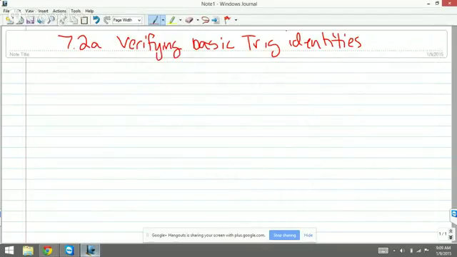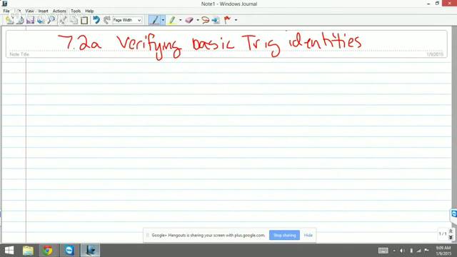Okay, so we're going to verify basic trig identities. Tomorrow or Tuesday, we're going to do the more complex ones. So I'm trying to really walk you into this with baby steps, right? So just 2 examples today, and we're going to get some work time. You'll get to ask questions and stuff, okay?